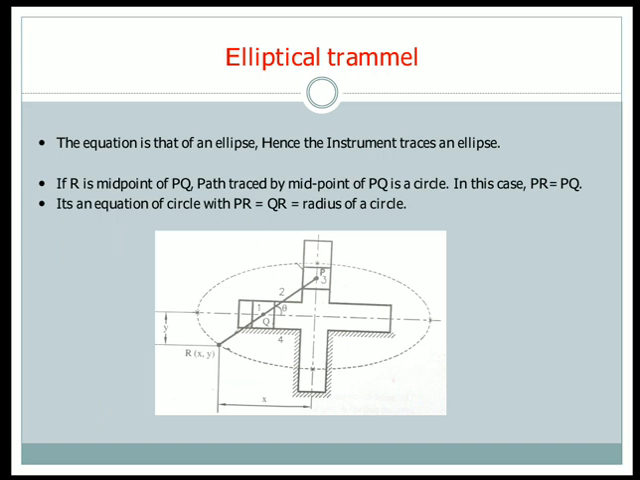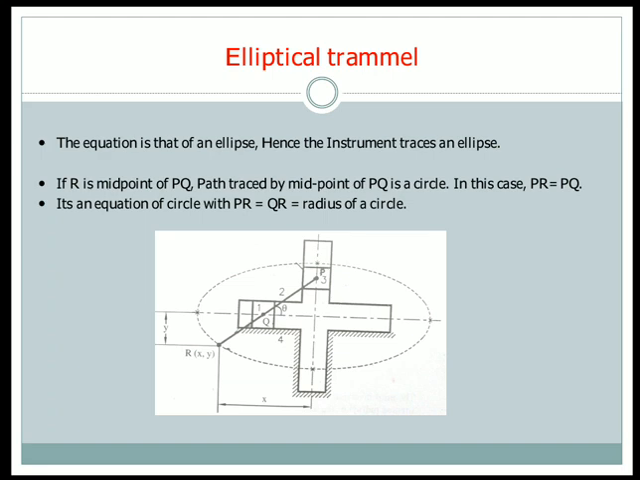Now the point R is outside PQ. If it was inside PQ and if it was the midpoint of PQ, then the path traced by the midpoint of PQ would be a circle. In that case PR is equal to QR. So if point R is the midpoint, then PR should be equal to QR. It is the equation of a circle with PR equals QR, and that will be the radius of the circle.